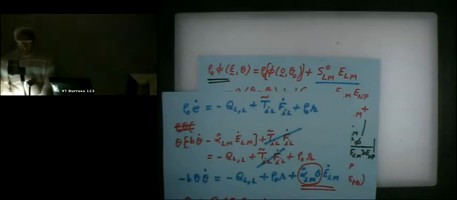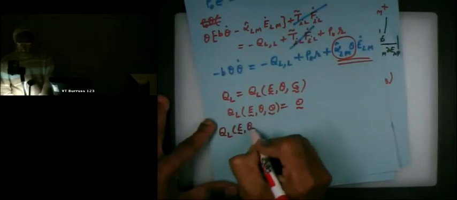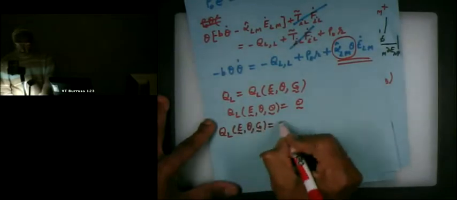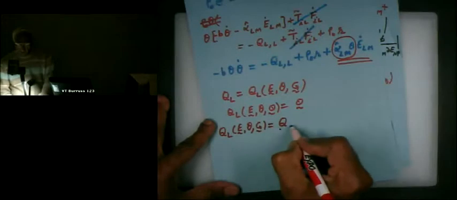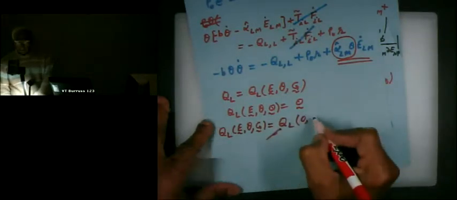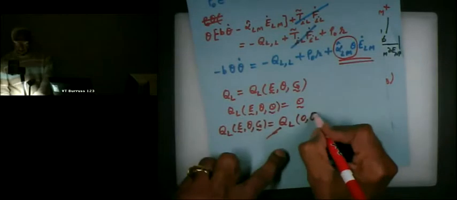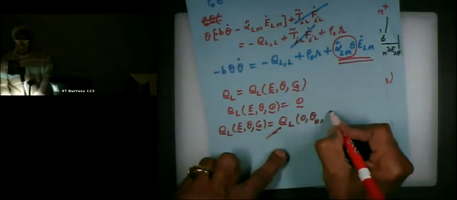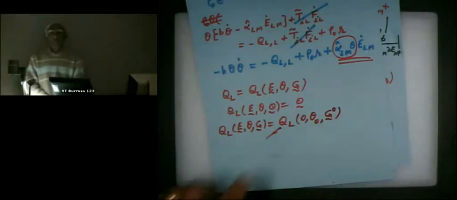So we get Q_L of E, theta, and G equals Q_L. There is nothing here. E is 0 in the reference configuration, theta is theta 0, G is G 0. So that's the first term in the Taylor series.